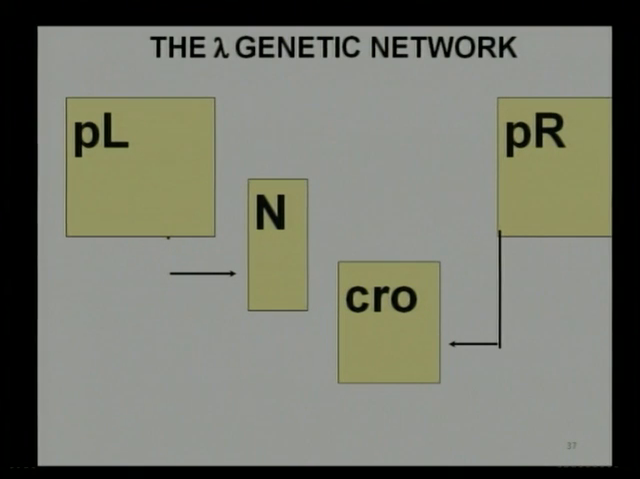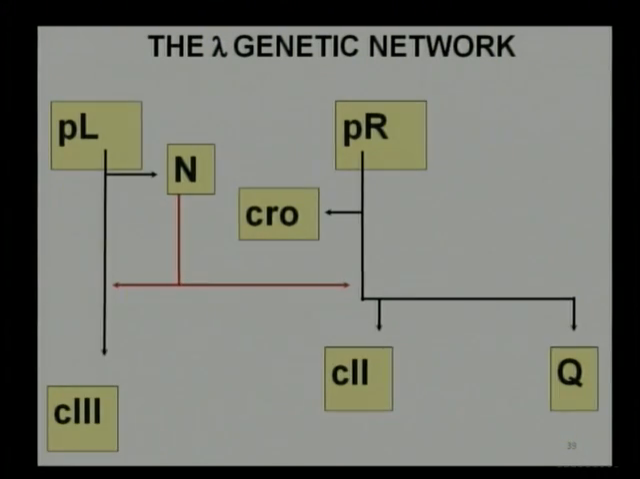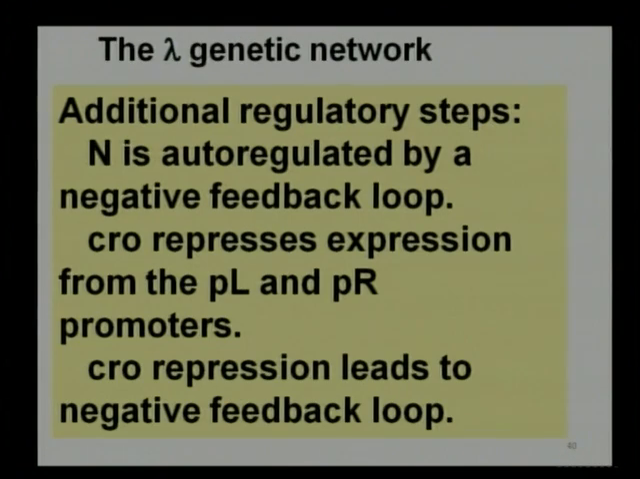So as you can see in this flow, that promoter left and promoter right are transcribing the N gene and the CRO gene. Now this N gene and the CRO gene transcription begins the transcription and determination function by the N. So this leads to the expression of the C3, C2 and the Q genes. So as you can see here, the N has transcribed itself into C2, C3 and the Q gene.